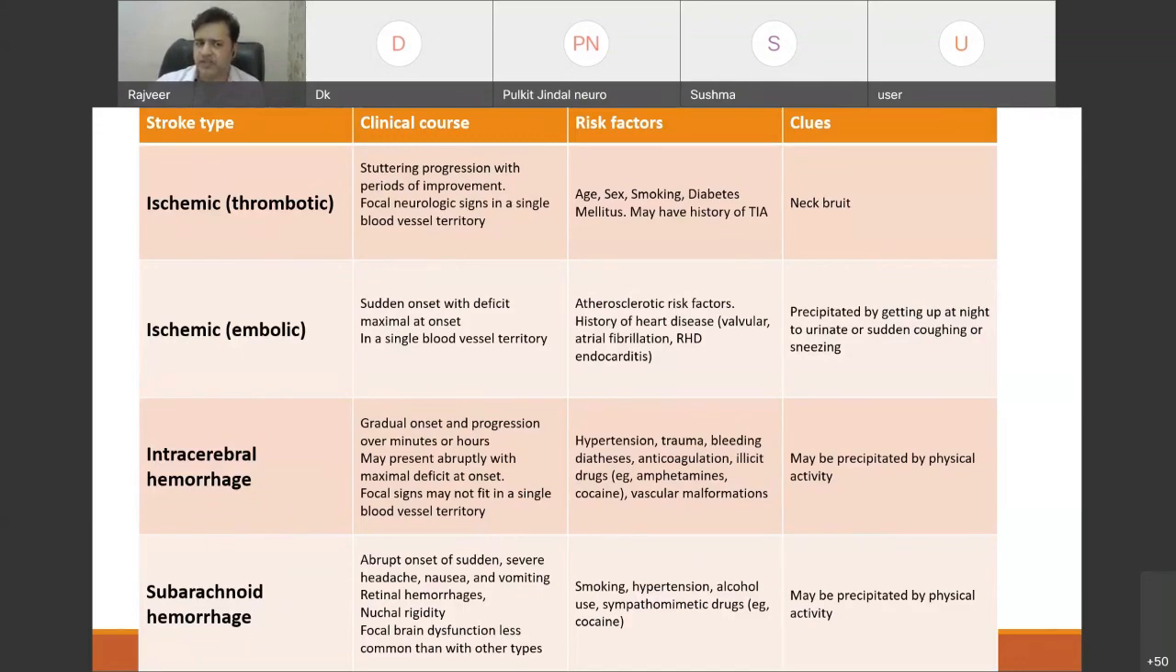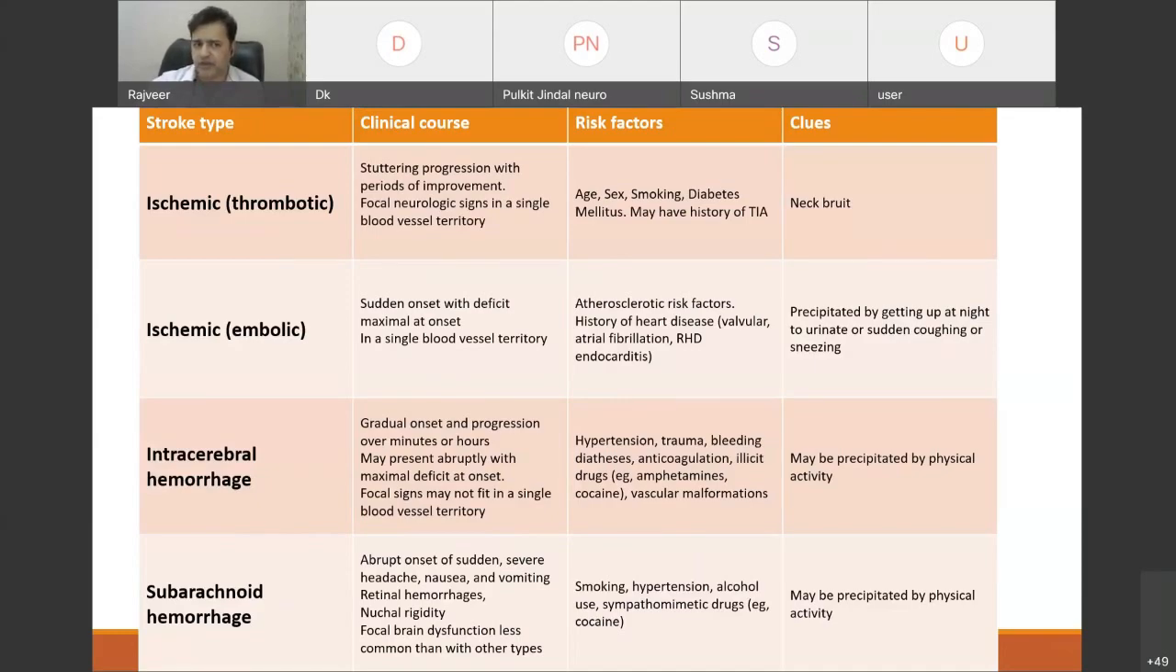While in ICH, the most common thing you will usually find is hypertension, or sometimes there may be trauma, bleeding disease, use of anticoagulation, poorly monitored INR, illicit drugs which raise your blood pressure like amphetamine or cocaine, or vascular malformation. And in subarachnoid hemorrhage, the patient may have a history of hypertension, alcohol use, or smoking.